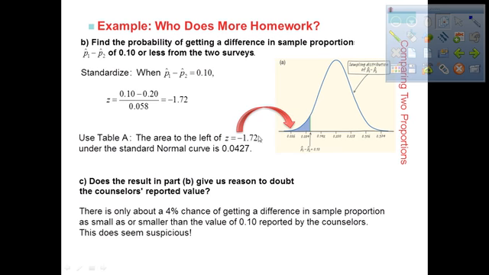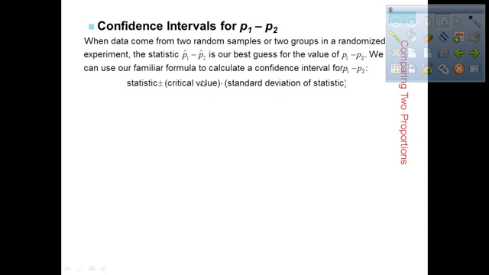All right. So we determined that the counselors probably aren't telling the whole truth here because of only a 4% chance, which means it's kind of unlikely for them to have gotten this difference just by chance alone. When it comes to random samples of two groups in a randomized experiment, the statistic p hat of 1 minus p hat of 2 is our best guess for the value of p1 minus p2.